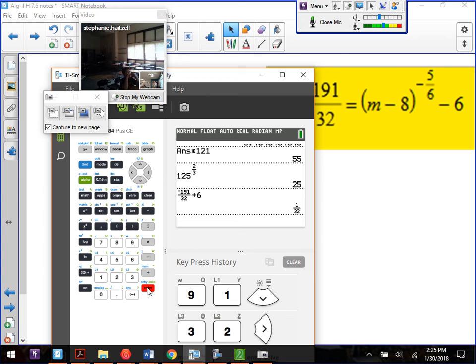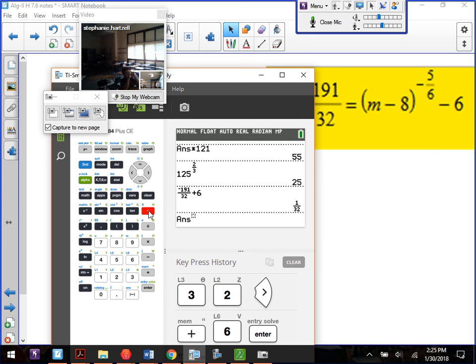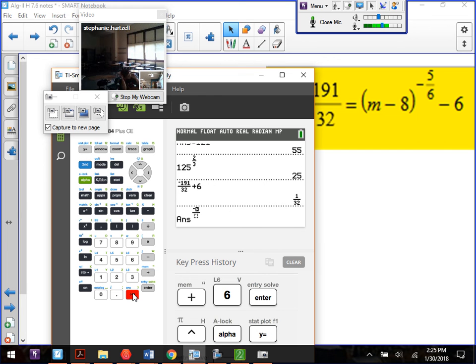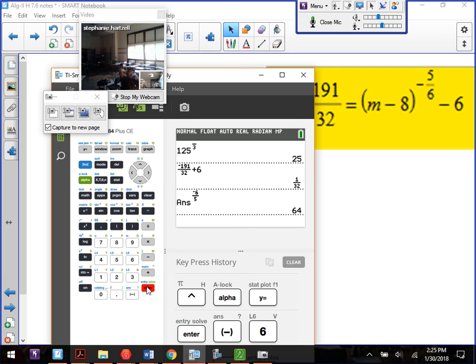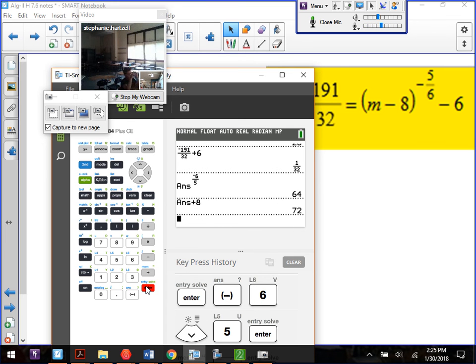That now has to be raised to the reciprocal exponent. So what's the reciprocal of negative 5 sixths? Negative 6/5. So all I have to do is hit the caret button, and then do another alpha y equals negative 6 over 5. Hit enter. And that equals what? M minus 8 now equals 64. So here's your answer.